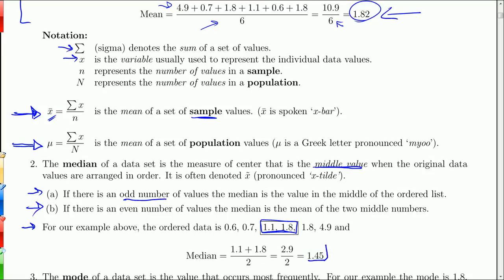Sorry, I had trouble putting a box around it. Still having trouble. My pen. How about I'll just underline it? My marker is going above. There, okay. All right. So the median is 1.45.